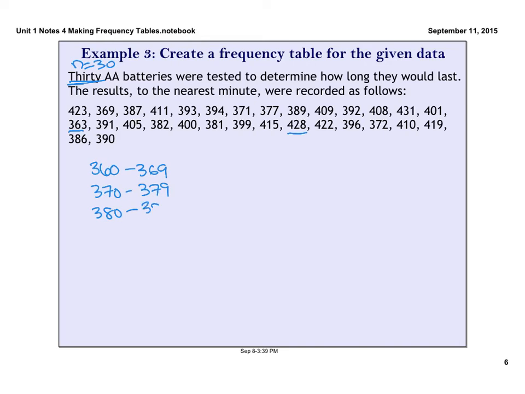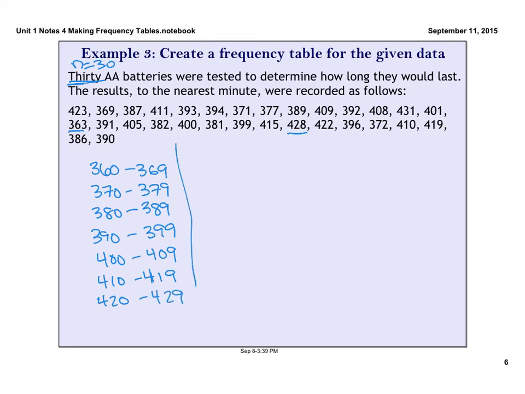So 380 to 389, 390 to 399, 400 to 409, 410 to 419, and then 420 to 429. There's my intervals, and this is the number of minutes that the battery lasts. Then the next one over, I'm going to tally. I'm not going to put my end one in until I know how much space I need.